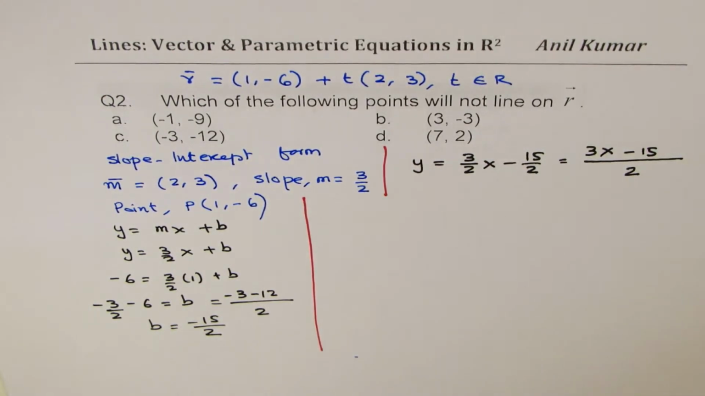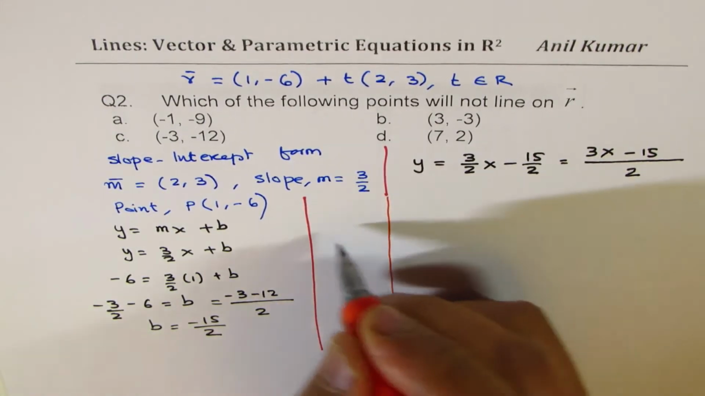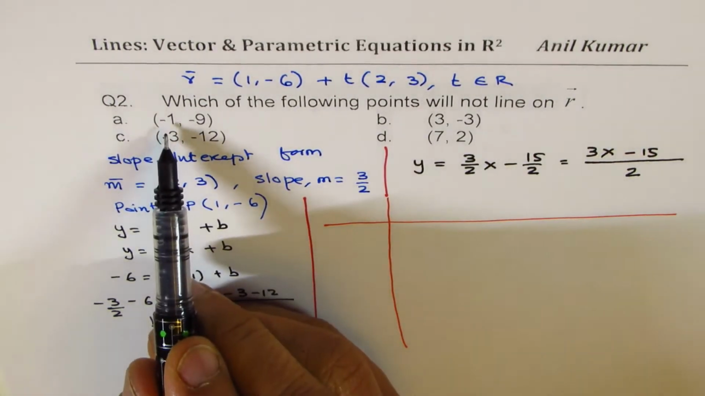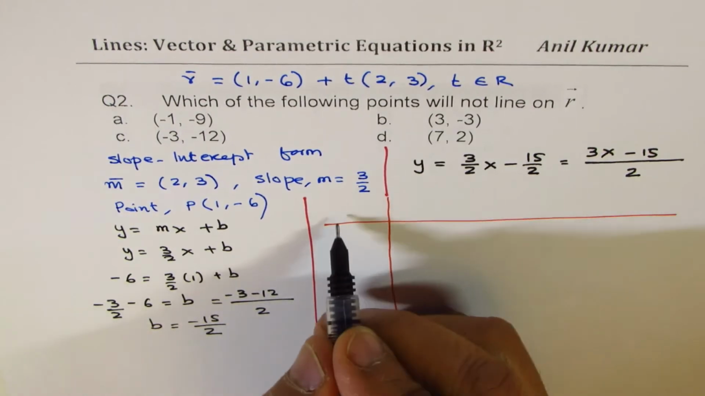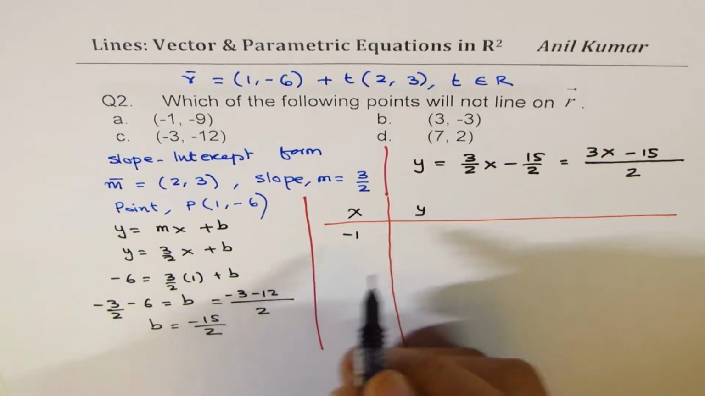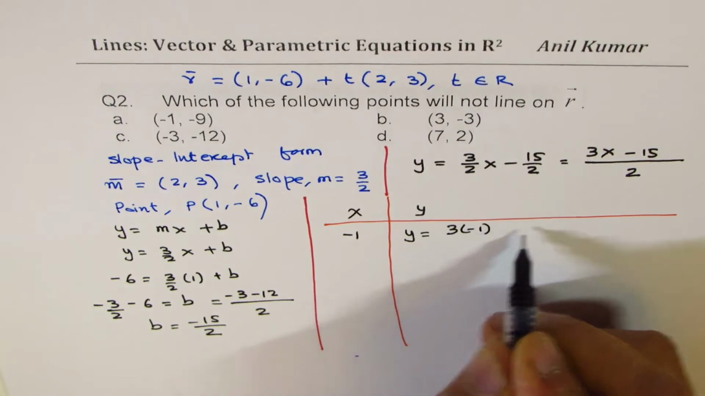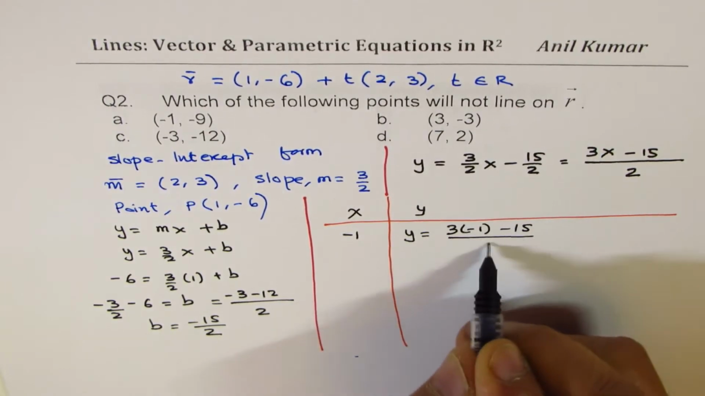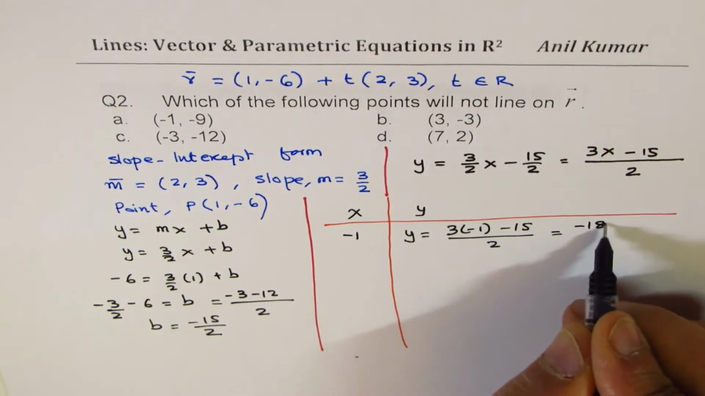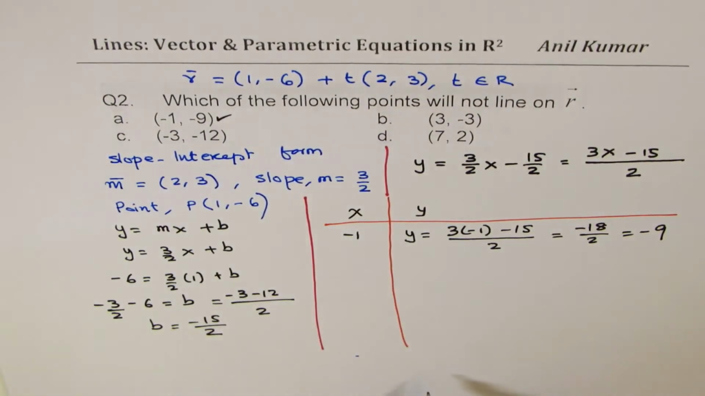What we will do now is substitute different values of x and find the values of y, and just compare, starting from the very first one. We'll write the x values here and calculate y. If x is minus 1, what is y? If I substitute minus 1 here, I get 3 times minus 1 minus 15 over 2, which is minus 3 minus 15, which is minus 18 over 2. That gives me minus 9. So this point is correct. You get an idea, right?